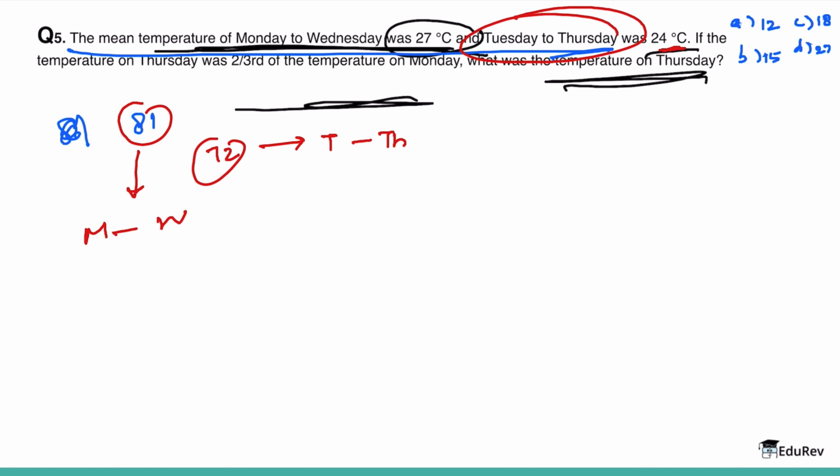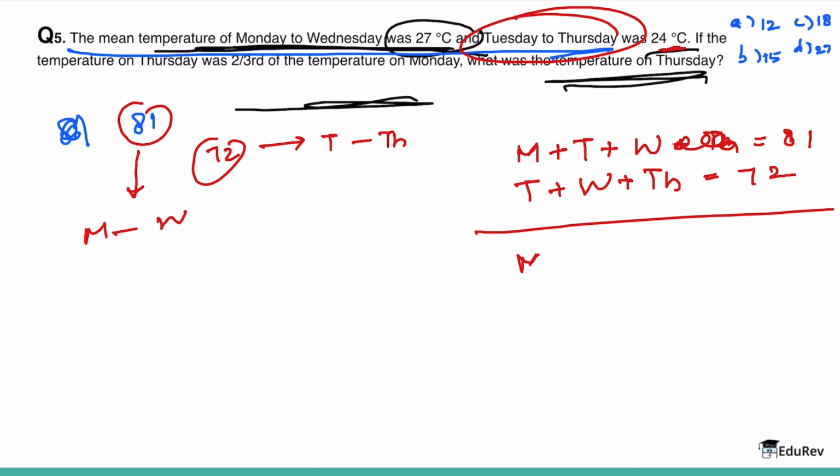Now the difference will arise out of the replacement of Monday by Thursday. Correct? Because Tuesday and Wednesday are common to both of them. The only change is Monday and Thursday. Now how can I mathematically write it? Monday plus Tuesday plus Wednesday is going to give me 81. Then Tuesday plus Wednesday plus Thursday is going to give me 72. Now, if I subtract, I will get Monday minus Thursday as 9. So, this is important.